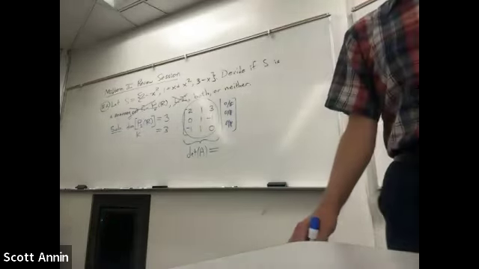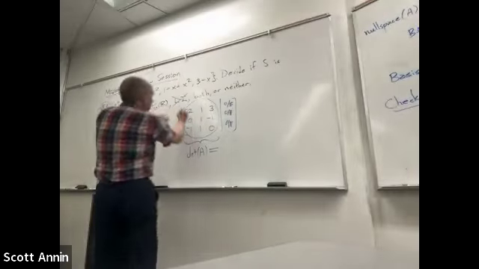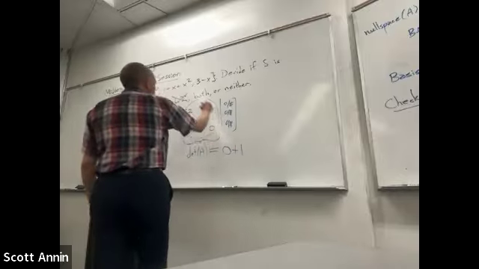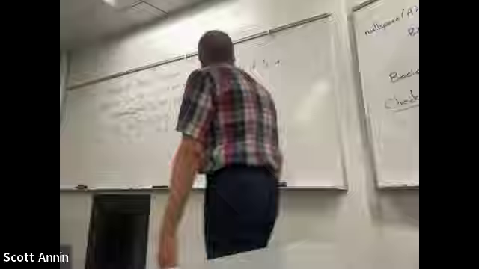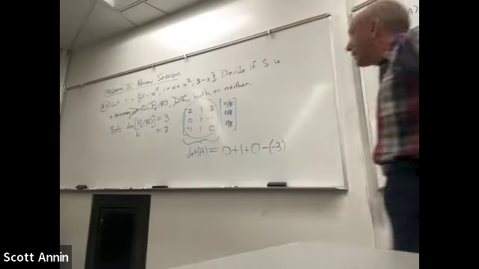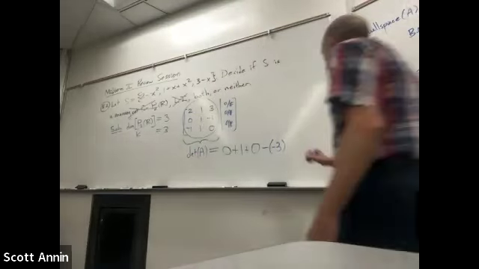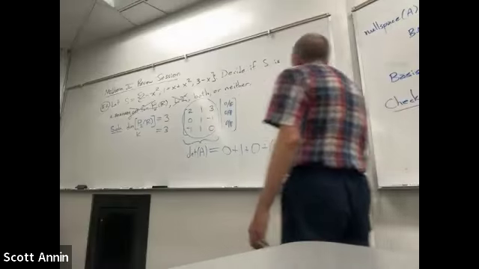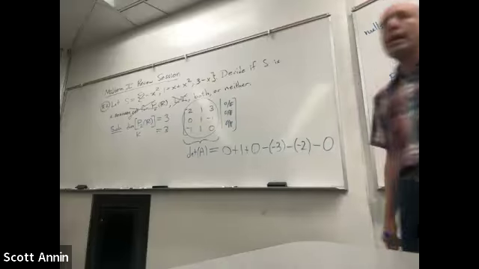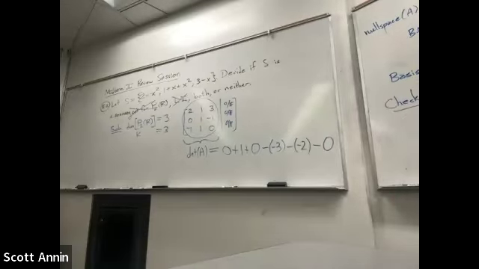I'm just going to use the arrow method. So the first diagonal gives me a 0. The next diagonal gives me a 1. The next diagonal gives me a 0. And then I have to subtract the diagonals going the other way. This is just the arrow method, which we do still need to know. Then we subtract -2, and then we subtract 0. You can see that I did that all in my head.